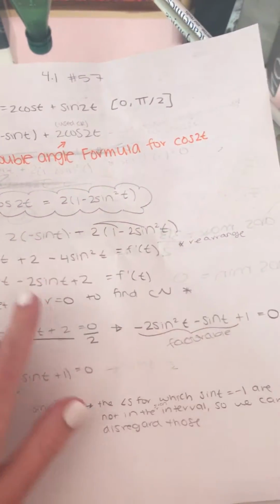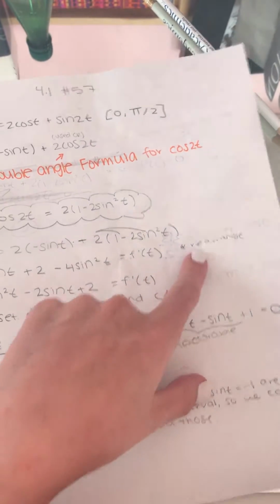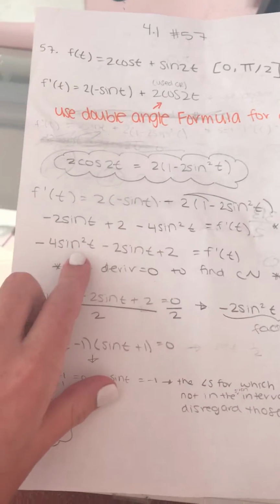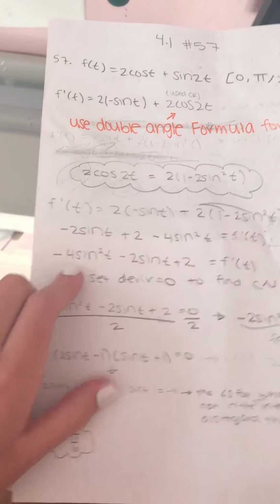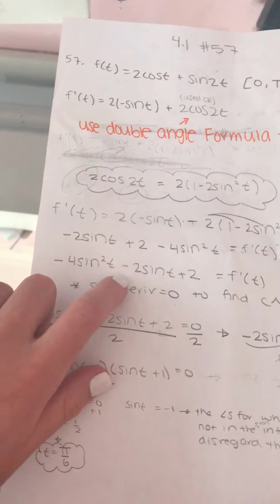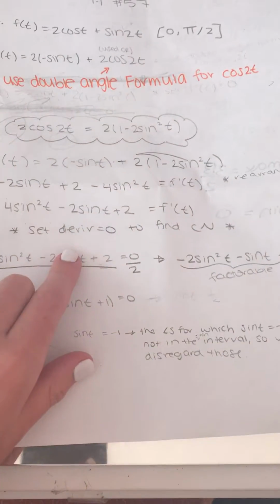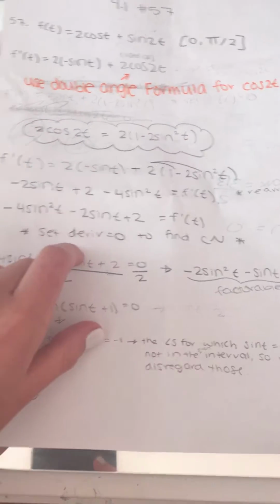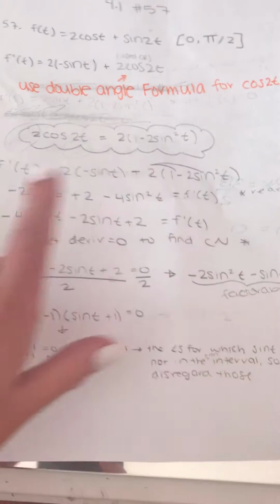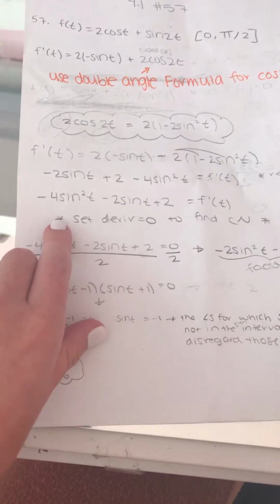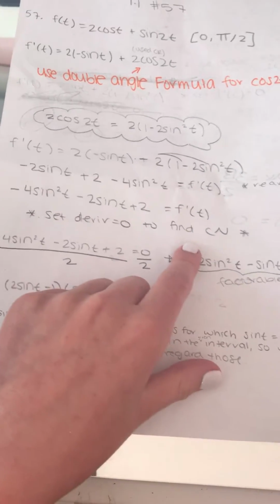Okay, and then after that, I just basically rearranged it. So now we have f prime of t equals negative 4 sine squared t minus 2 sine t plus 2. Now we're going to set the derivative equal to 0. So basically we set f prime of t equal to 0, so we're setting this whole thing equal to 0, and we do that to find the critical numbers.